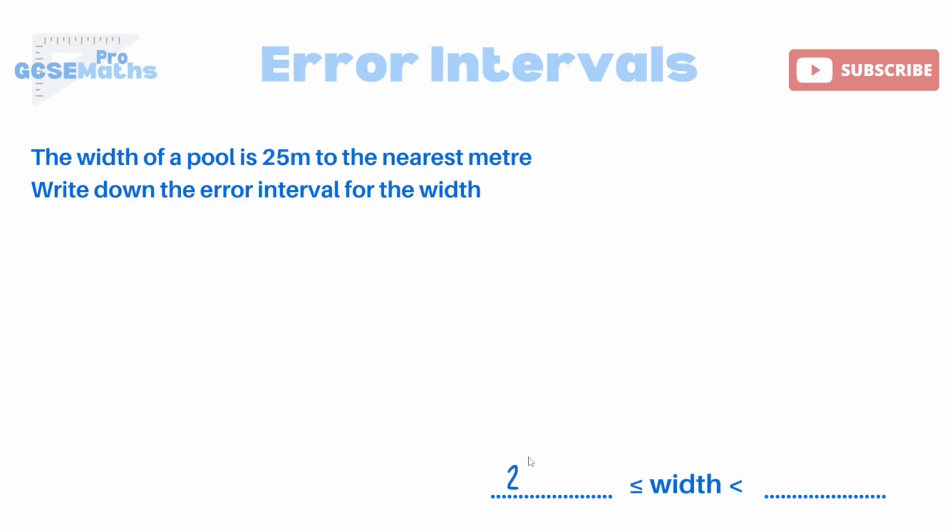Because it's to the nearest meter, half of a meter less would be 24.5. Half a meter above would be 25.5. That's if you didn't want to draw the number line out. You would just put it like that. That's fine.